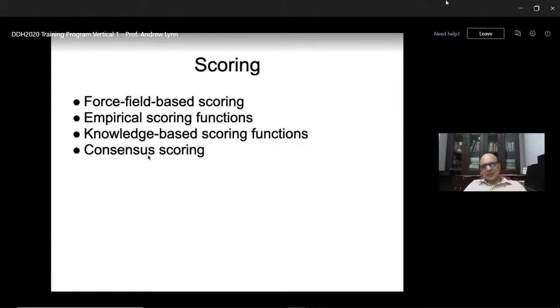So the first listing that we need is what are the functions or what are the programs that we have to put together into our workflow.